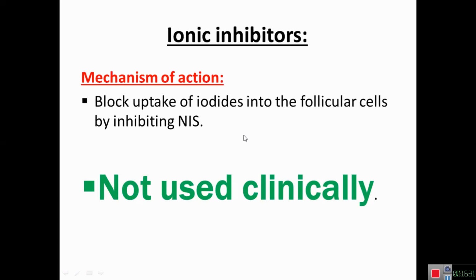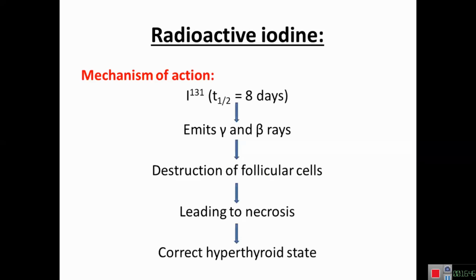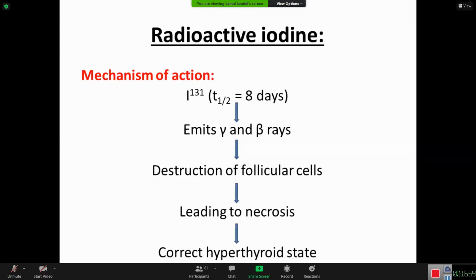I-127. Very good. And for the therapeutic purpose, which isotope are we going to use? 131. Very good. So radioactive iodine, this isotope 131, emits beta and gamma rays.